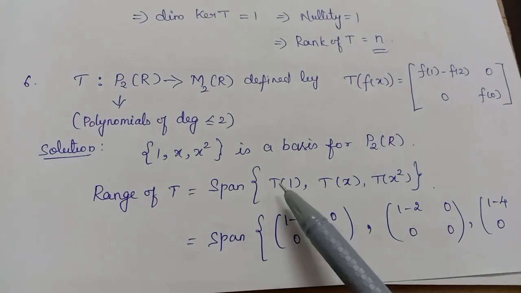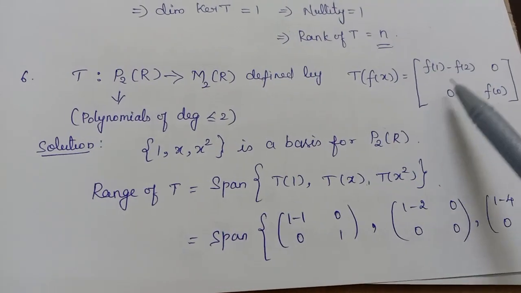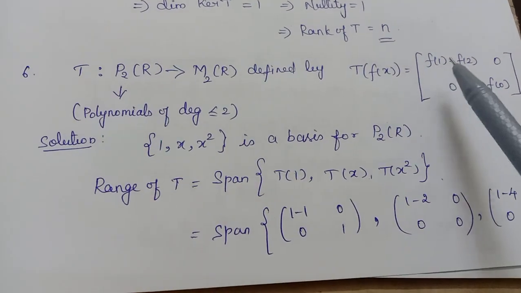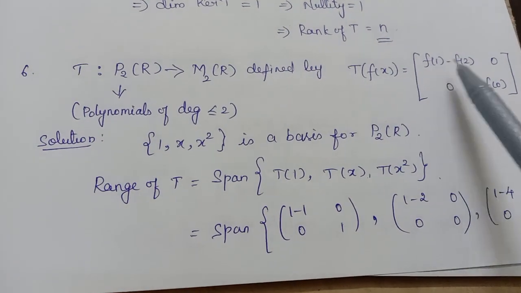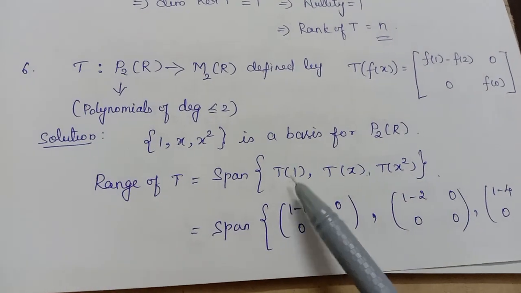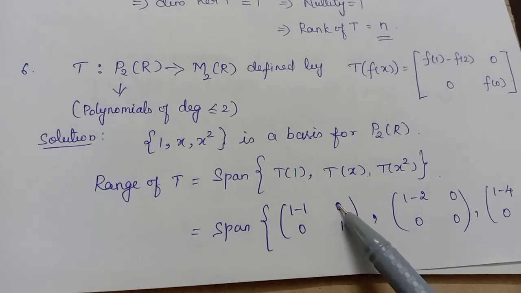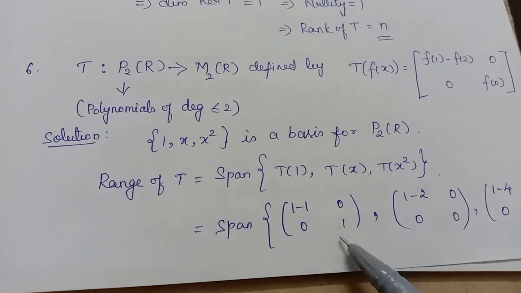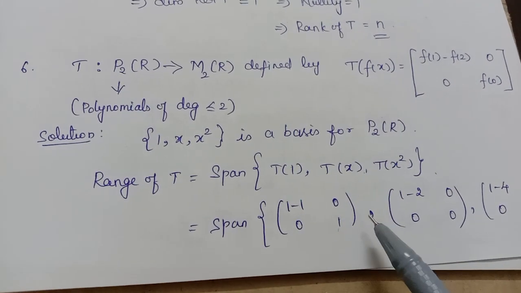Now let us substitute here. T of 1. T of 1 means what? Here you have to substitute 1. That is f of 1. This is a constant polynomial, no? So whatever value you substitute, what will you get? 1 only. So 1 minus 1, f of 1 minus f of 2, 1 minus 1 because this is a constant polynomial. 1 minus 1, next one is 0. So 0. Next one here 0. Next one here f of 0, so 1 because this is a constant polynomial. So for all values it will become 1 only.